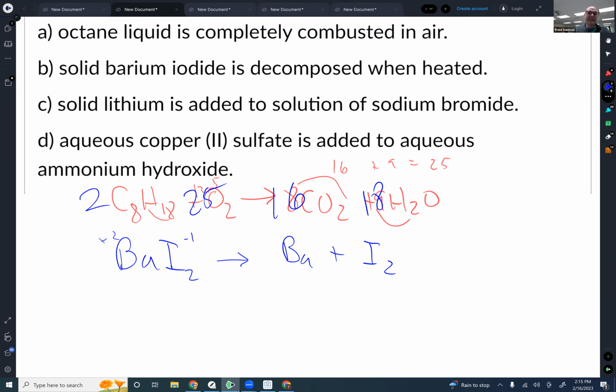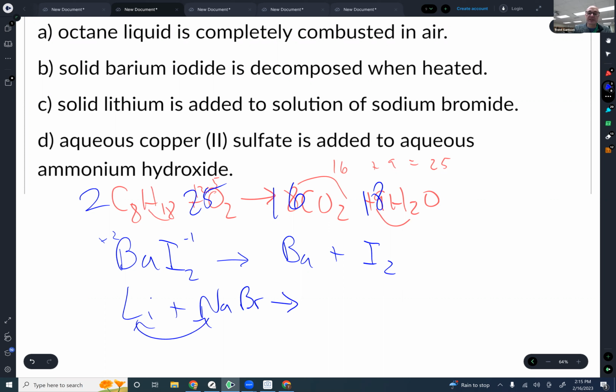All right, part C. Lithium is added to sodium bromide. What's going to happen is the metals are going to trade places because this is a single replacement. And so you're going to end up with sodium by itself and lithium bromide over here.